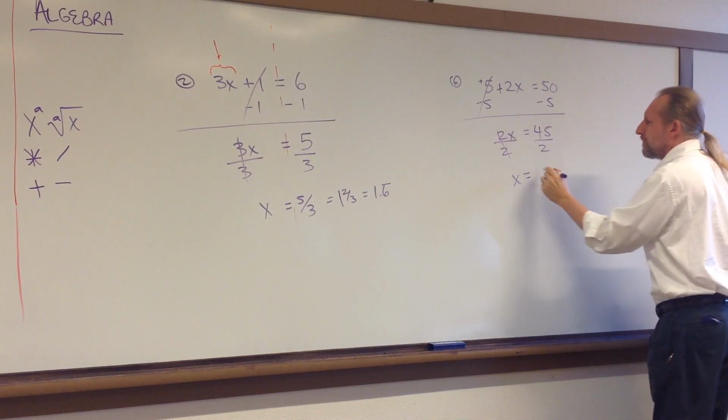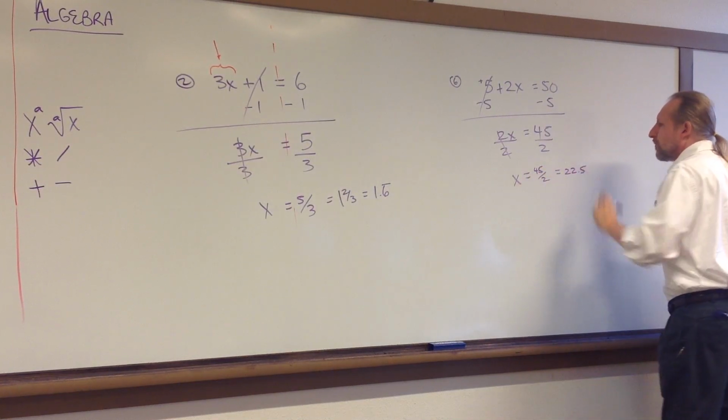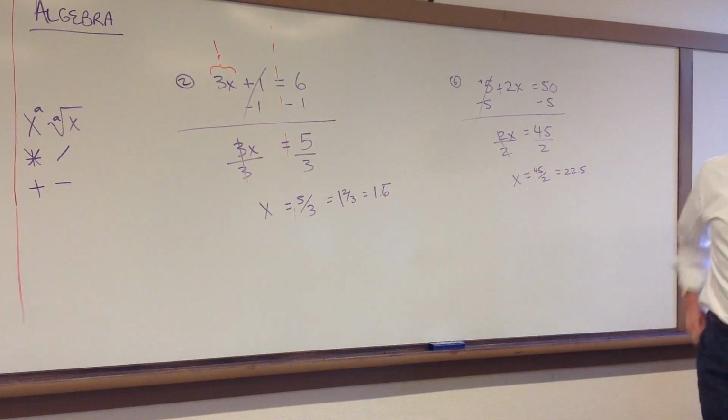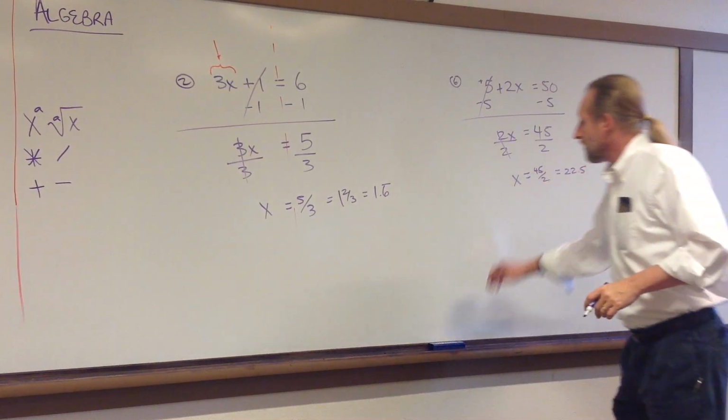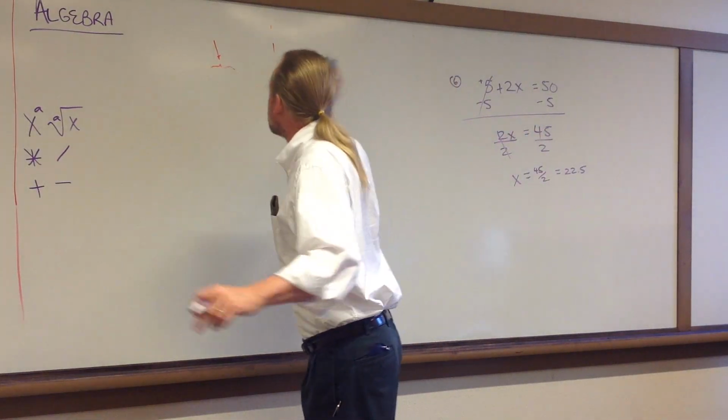And you can call this 45 over 2 if you want to. There's nothing wrong with that. If you divide 45 divided by 2, then you should get 22.5. Either one of those answers is fine. You can call it 22.5 as well.